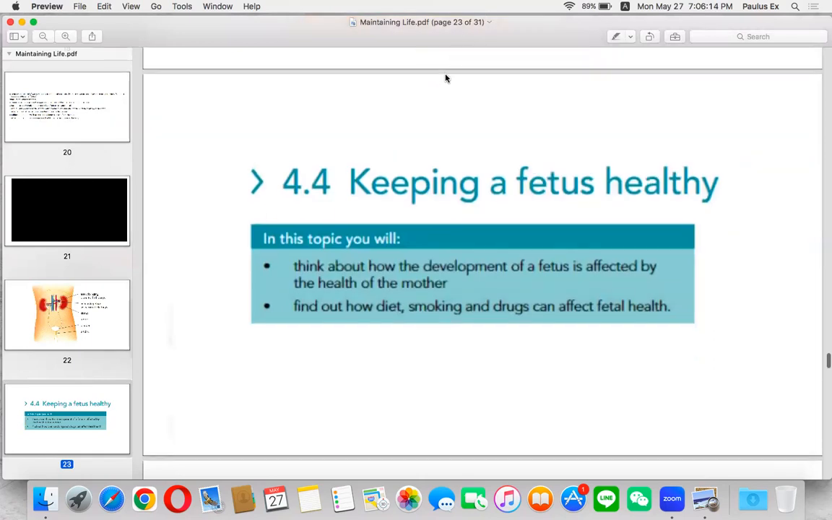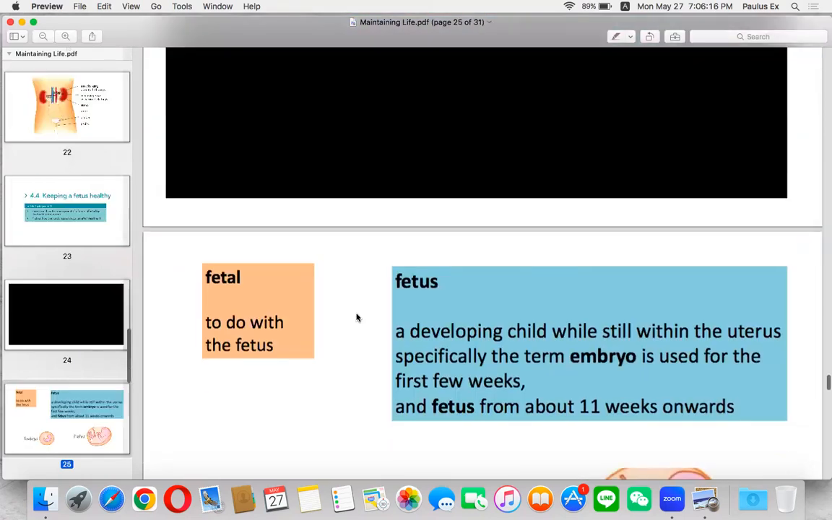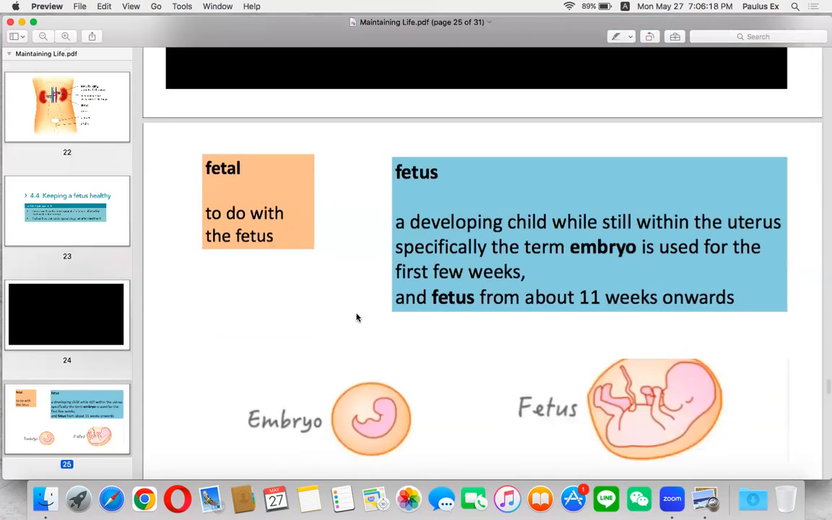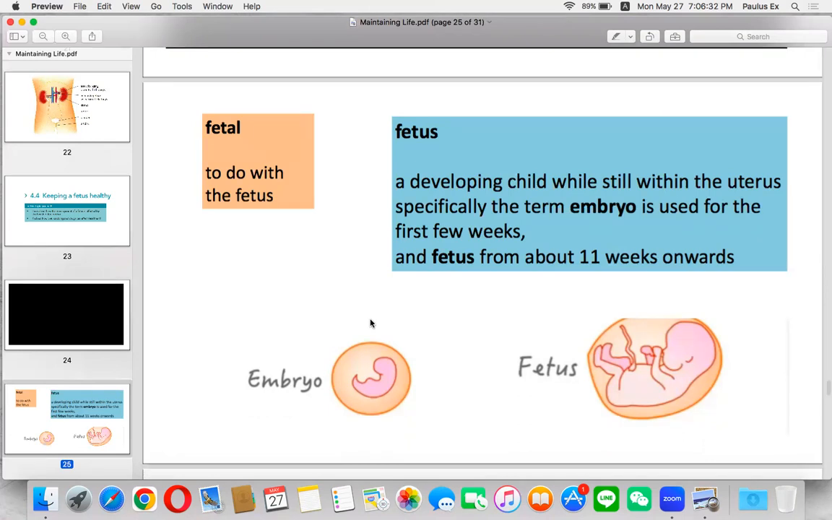And then keeping a fetus healthy. A fetus is a developing child while still within the uterus. Specifically, the term embryo is used for the first few weeks, and fetus from about 11 weeks onwards. So the first is embryo, and after 11 weeks, we call it fetus, not embryo again.